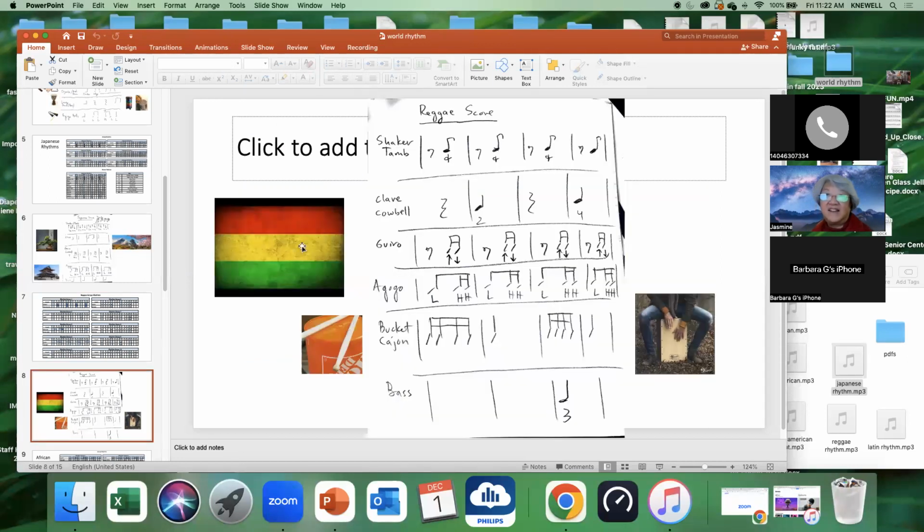I've got the reggae sort of colors going on, the bucket here, the cajon. So the very first one: in reggae music, a lot of it is on the upbeat or the offbeat. So 1 and 2 and 3 and 4 and, so the very first thing is the shaker is on the ands. 1 and 2 and 3 and 4 and, or if I had a tambourine, I could hit the tambourine.